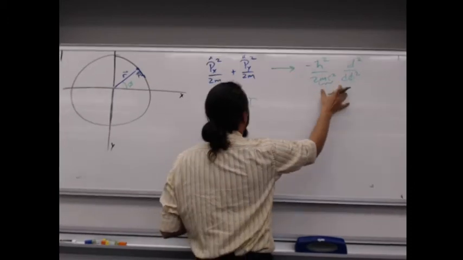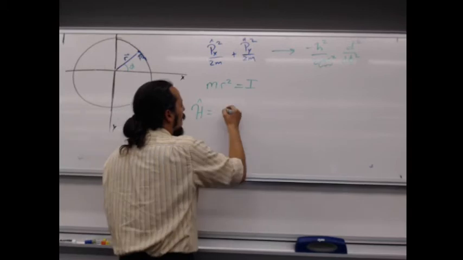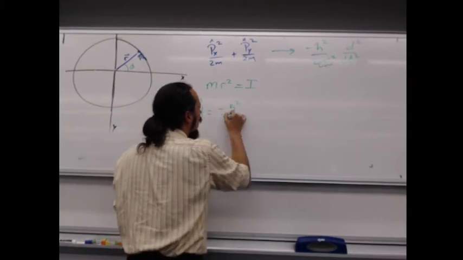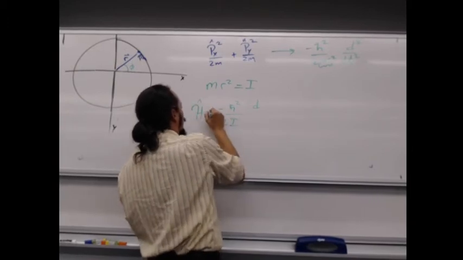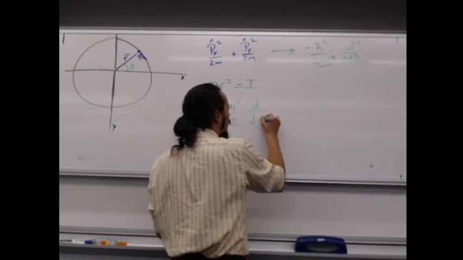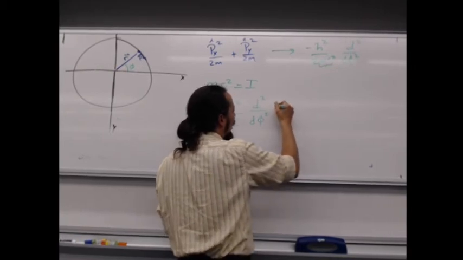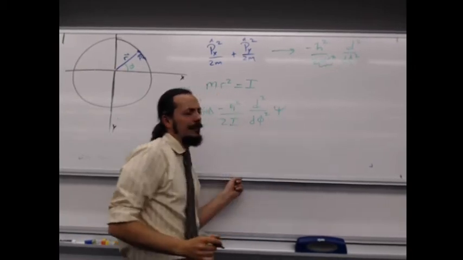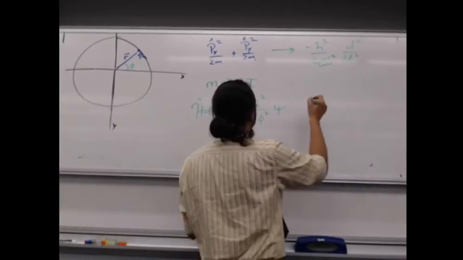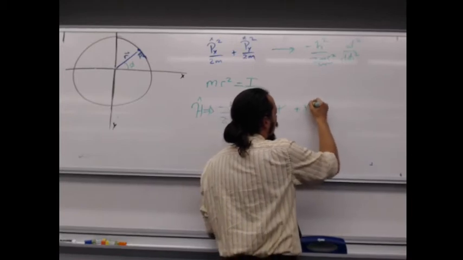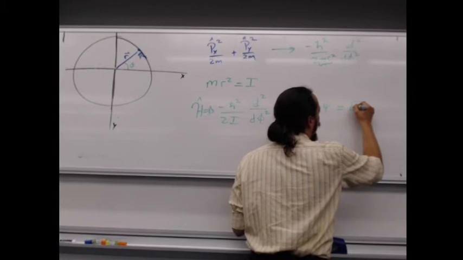This allows us to rewrite this, and we can get a Hamiltonian equal to negative h bar squared over 2I, d by d phi squared, some psi. I'm going to leave it as psi for now, even though we know it's going to be written as a y later, just because that's what we're used to. Plus V of x psi is equal to E psi.